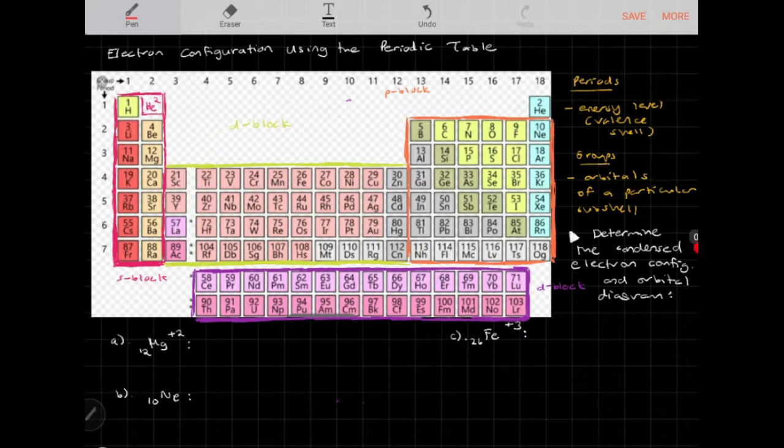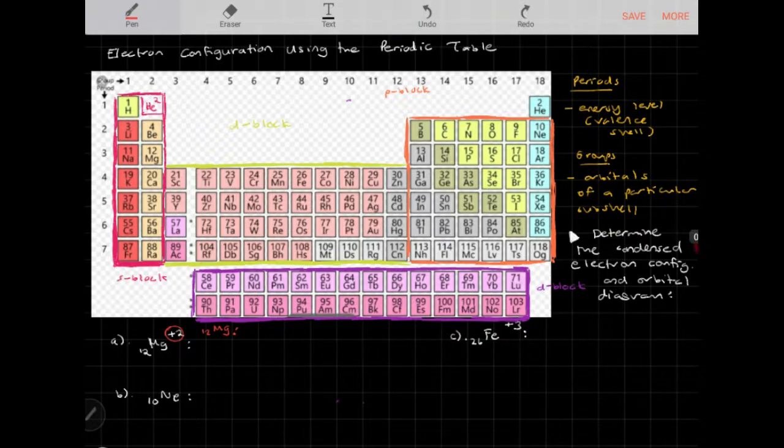Alright, determine the condensed electron configuration and orbital diagram. And this time we're going to be looking at ions. So magnesium 2+. Well, in this case, the 2+ indicates that magnesium has lost 2 electrons, right? And the 2 electrons that it'll lose are from the valence shell. So I'm just going to write down the electron configuration of magnesium, 12, right? Well, actually, let's look at the condensed electron configuration.